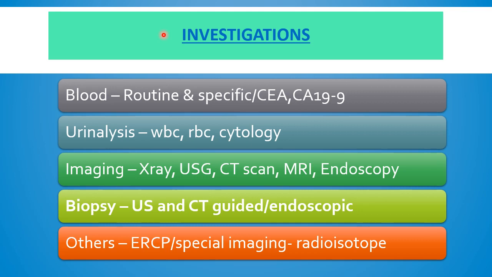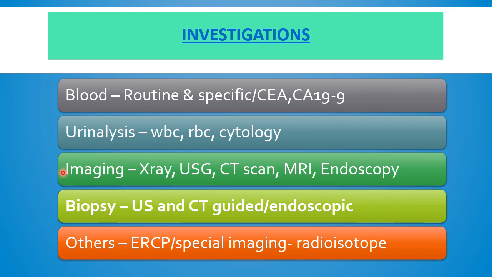Okay, having taken a history and a proper thorough physical examination, you more or less come to a provisional diagnosis. With this diagnosis, we go ahead to carry out some investigations to confirm or exclude it. The investigations include blood investigations, which can be routine, especially for elderly patients, or specific, such as if you suspect a tumor in the bowel, colon carcinoma, you'll do CEA levels or CA 19-9. These are important tumor markers for the various tumors that you may see. Next, you come to urine analysis, looking for leukocytosis, RBCs in the urine, and cytology for malignant cells.